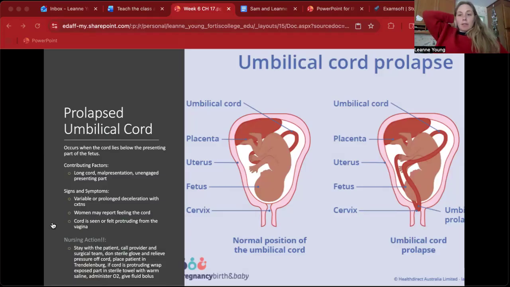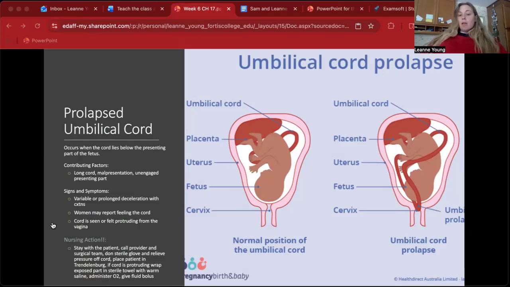Signs and symptoms of a cord prolapse. If you do not actively see the cord in the bed or in the vagina, or you don't feel it, baby can sometimes have variable or prolonged decelerations with contractions on the monitor. Women may report feeling the cord or feeling something in the vagina, or you just see it. You sometimes will see the cord.